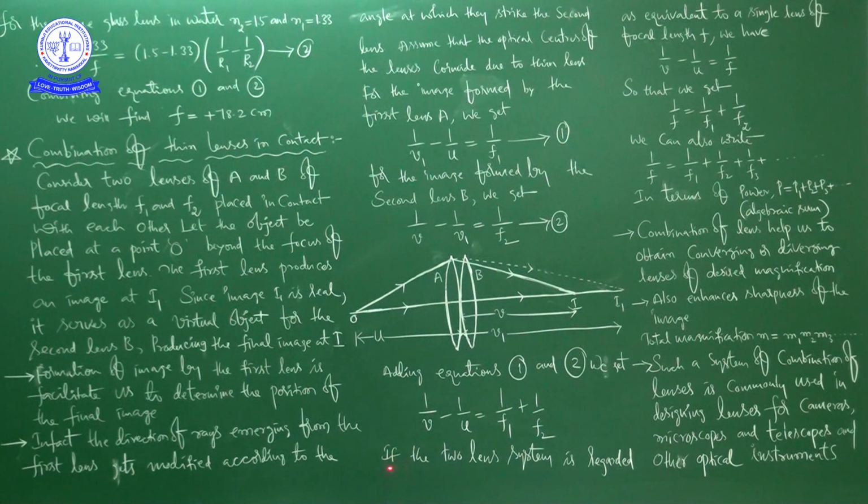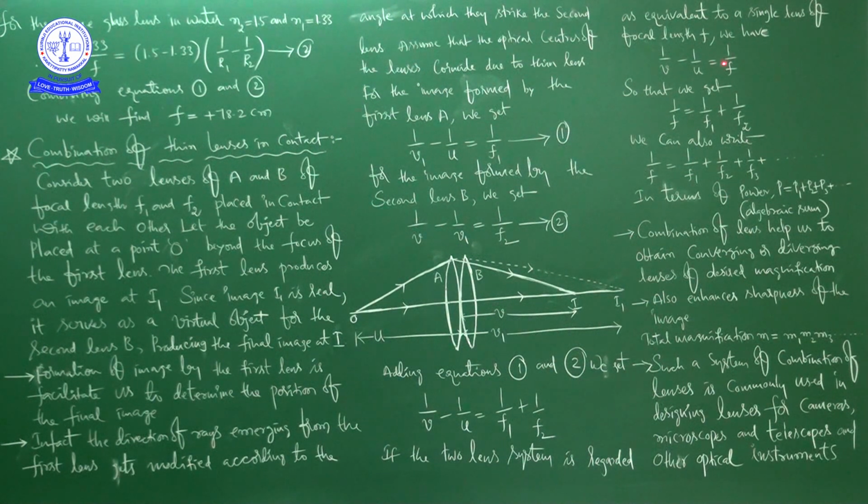Right? If the two lens system is regarded as equivalent to a single lens of focal length f. Suppose for example here we have two lenses, and if there is only one lens, then what happens? It is 1 by f, no? So you can write 1 by V minus 1 by U is equal to 1 by f, right?